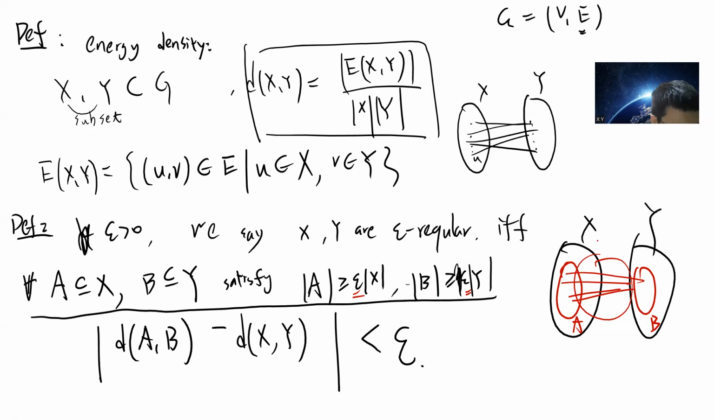Imagine that you start from X and Y and you pick A randomly and B randomly. This should capture the idea of why this is called epsilon-regular. Hopefully the definition is clear: X and Y are epsilon-regular if their large enough subsets have density close enough to the total density.